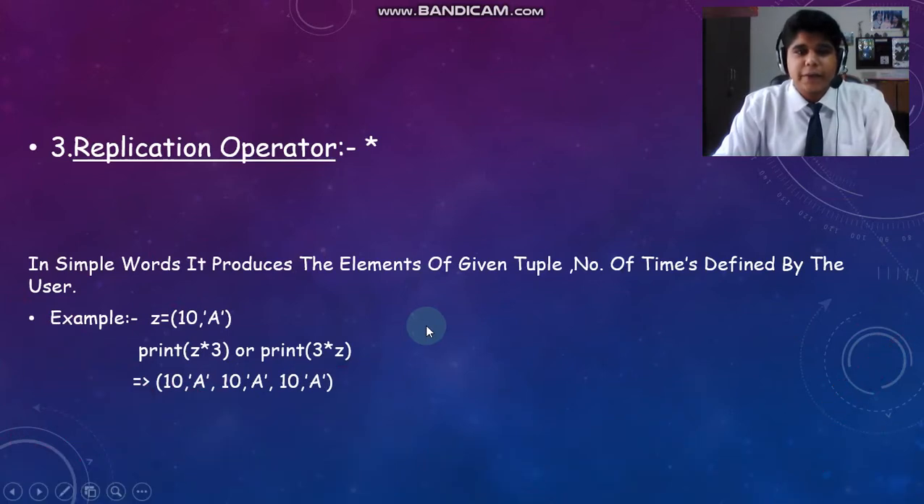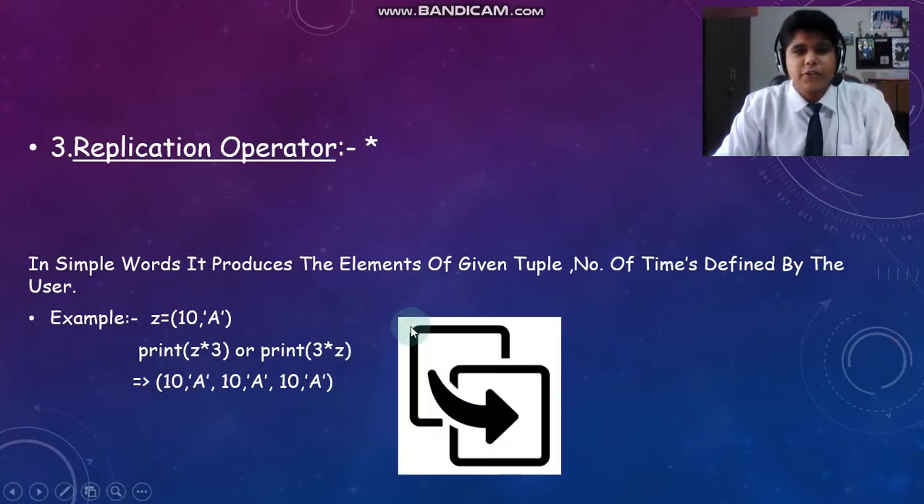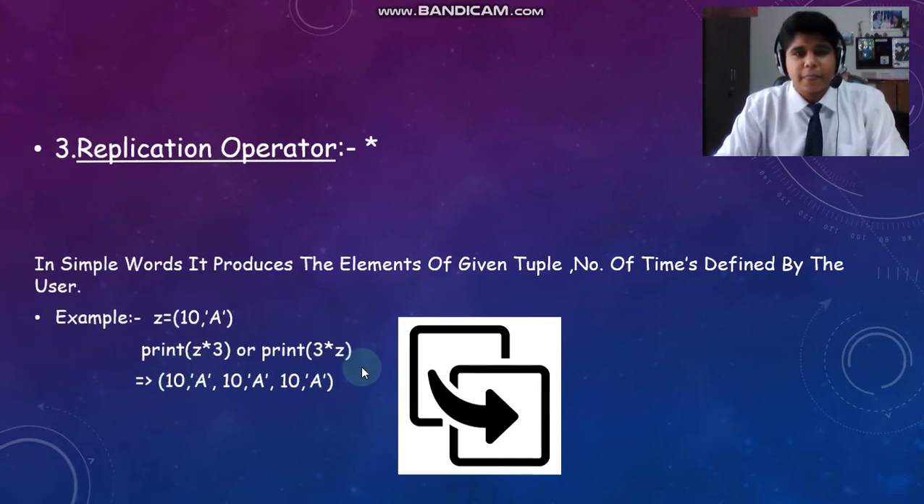So next we have the replication operator. In simple words, it reproduces the elements of a given tuple the number of times defined by the user. This means it just copy pastes. Z is equal to 10 and capital A. If we print Z multiplied by 3, or it is the same as print 3 multiplied by Z, then it produces the result 10 capital A 3 times. It is the same as copy paste because here the replication operator is copy pasting these two elements 3 times.